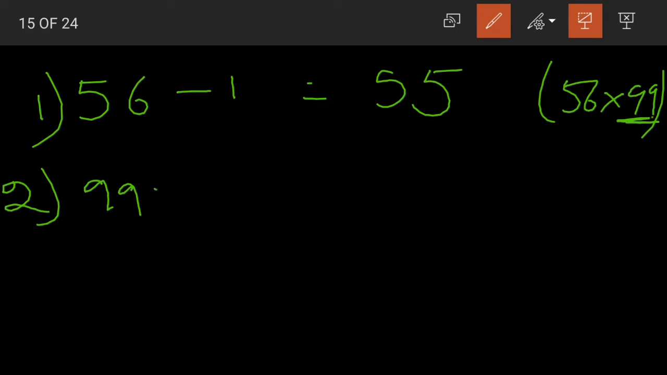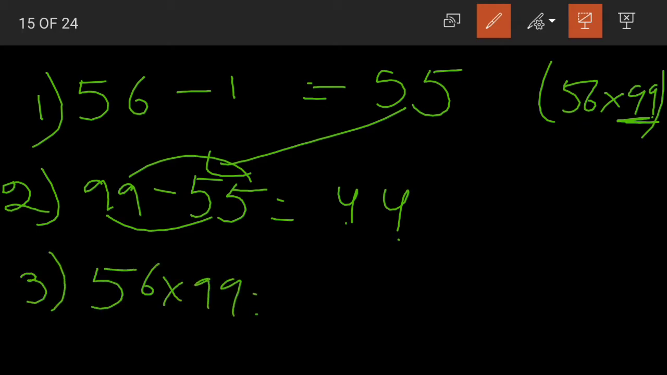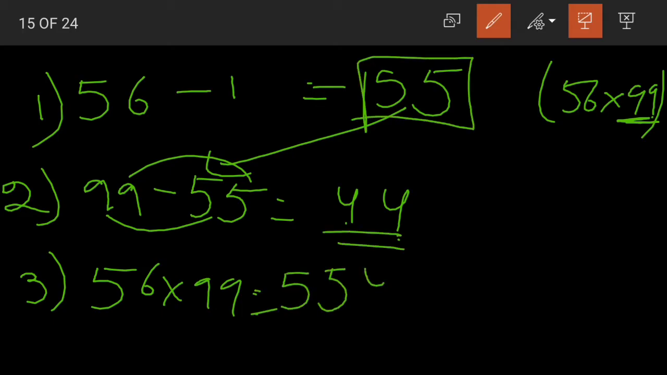Yes. So from 99 we'll subtract the answer of step 1. That is 55. 9 minus 5, 4. 9 minus 5, 4. What is our answer? 44. So our final answer for 56 into 99 becomes, first write the answer of step 1, then write the answer of step 2: 5544. It is much easier than the first method, right?